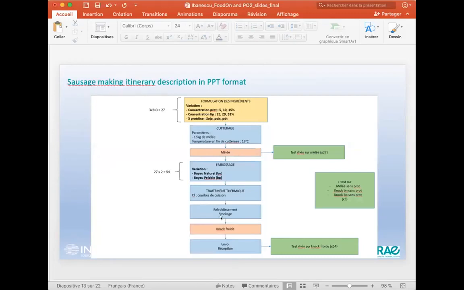This is its description as a flowchart in French, as given by our industrial partner. The first yellow box describes the ingredients, the input of the whole process. The steps are in blue, and the green boxes are observations to be done during the process.